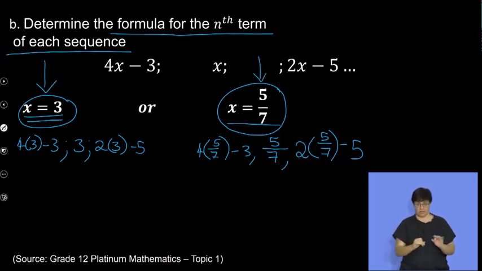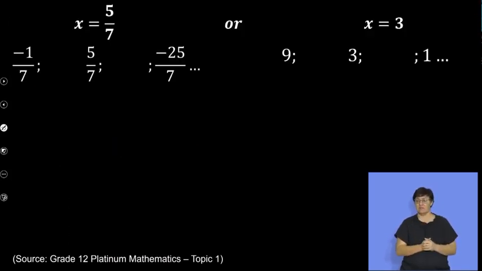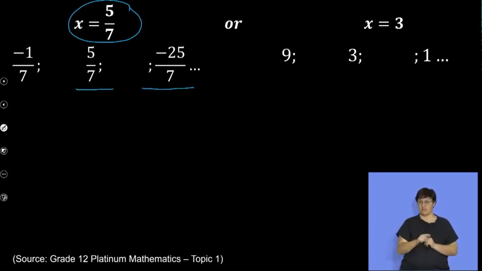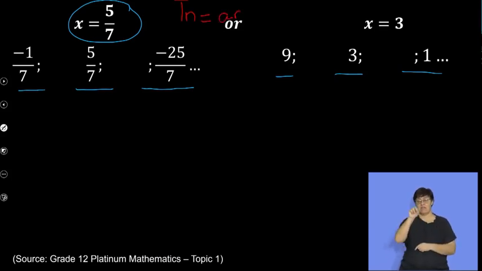So all that I've done is substitute in the respective x values to find the first 3 terms of the patterns. I'm going to ask you to do that for yourselves, and you should get that when x is 5 over 7, the pattern goes negative a seventh, then 5 over 7, then negative 25 over 7. Then when x is 3, we should have the pattern going 9, 3, then 1. Just a reminder, I'm looking for the nth term of these patterns. So I want to write these patterns in terms of Tn is equal to a times r to the power of n minus 1.